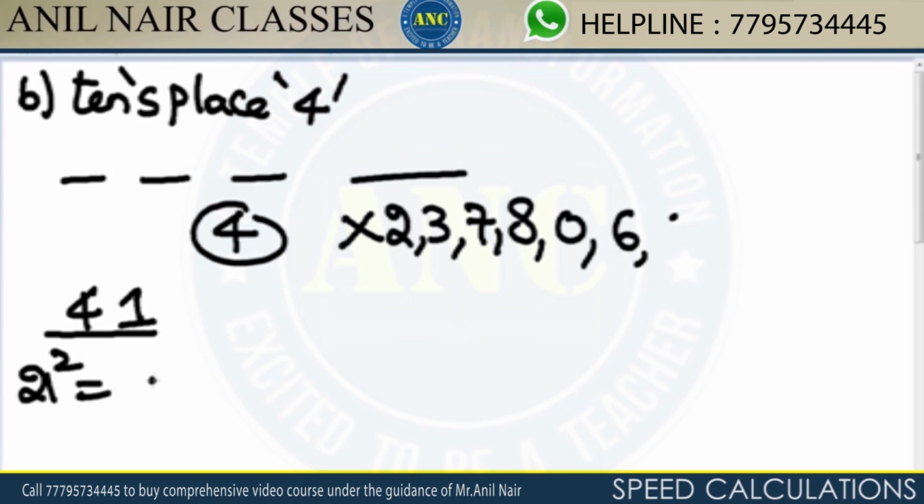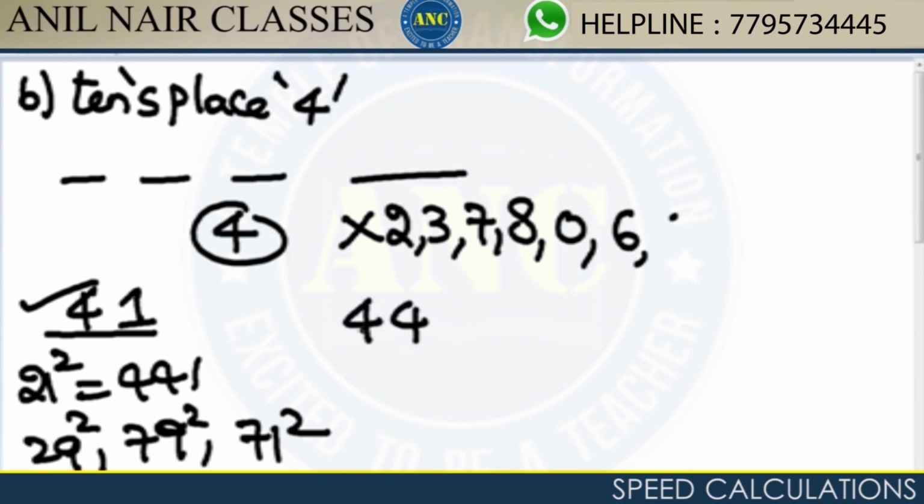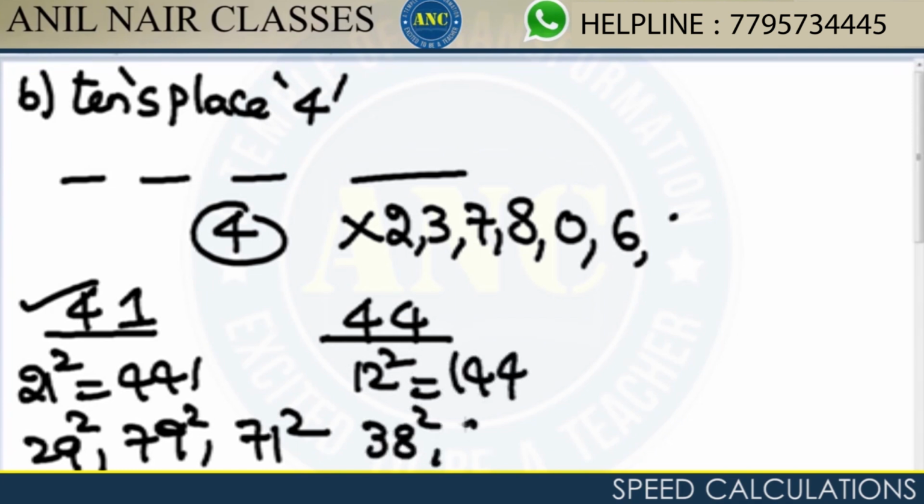21 square is 441. Next numbers, 50 minus 21, 100 minus 21, 50 plus 21. First case. Next, if it is 4, 4 also it can end. Already we discussed. 12 square is 144. 50 minus 12, 50 plus 12, 100 minus 12.